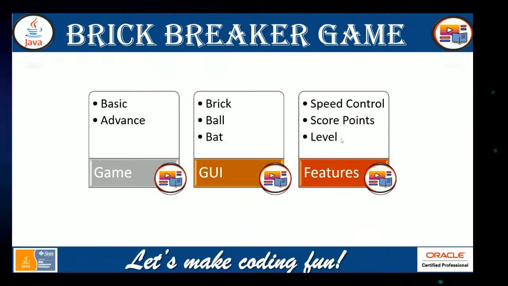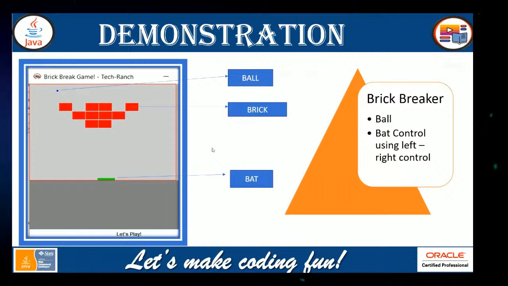The user will have the key control, which is implemented in actionPerformed, and the bat will move left to right using the left key and the right key. Since we are going to show you the basic Brick Breaker game application, this will not implement speed control, score points and levels. You can implement those in your advanced features. In order to implement this game, all you need to do is first create the brick, the ball and the bat, and implement actionPerformed. Now let's take a look at the demonstration.